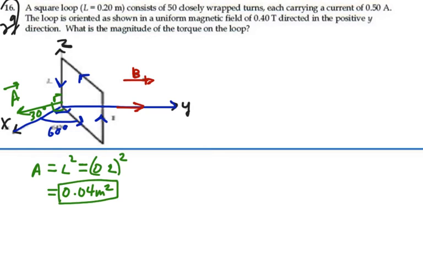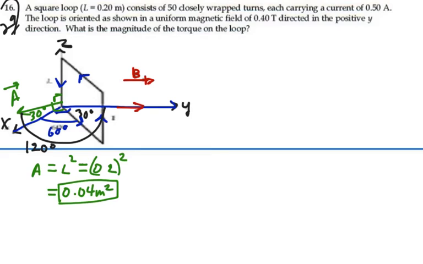The angle between the area vector and the x-axis is 30 degrees. The angle between the area vector and the magnetic field then would be, since there's another 30 degrees over here, this total angle right here, which is 120 degrees. So there's 120 degrees between the area vector and the magnetic field.